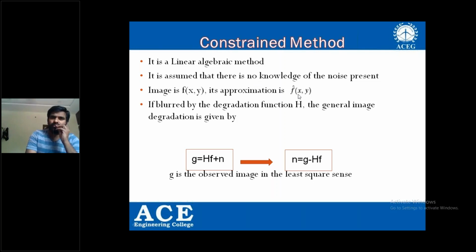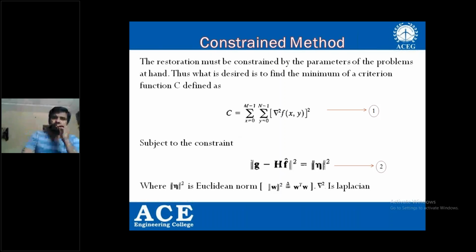And we take that f cap of x comma y as the estimate. f of x comma y is the original image. And here the degradation function is H. These are the assumptions we take first. And what is the procedure we follow in the constrained method? The restoration must be constrained by the parameters of the problem at hand. So in the constrained method, the restoration must be constrained by what? Parameters of the problem at hand.